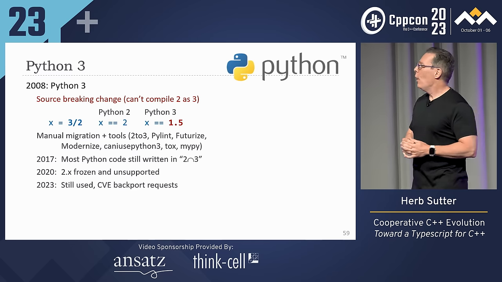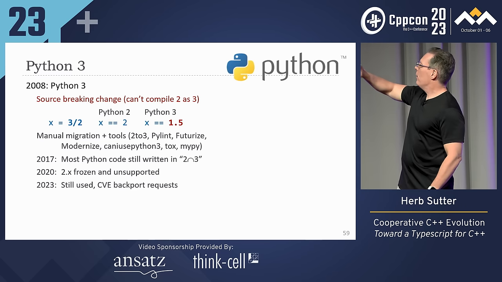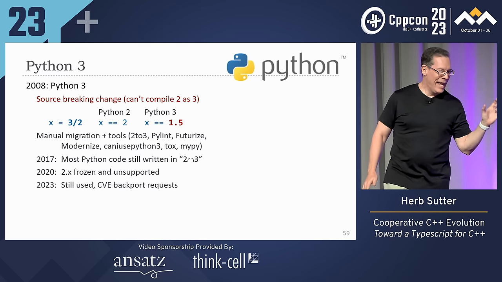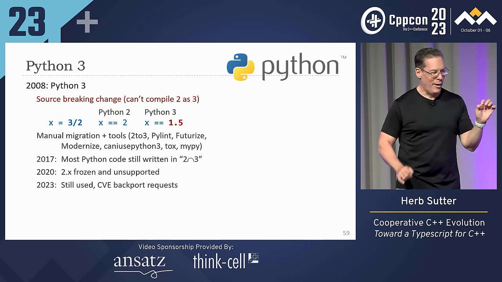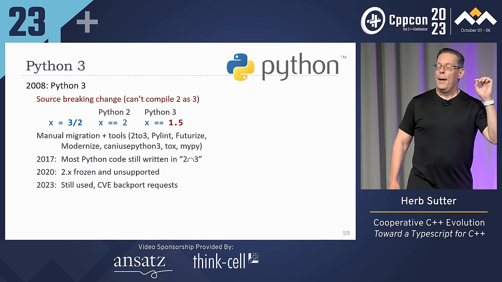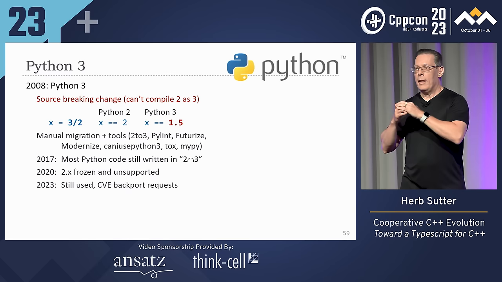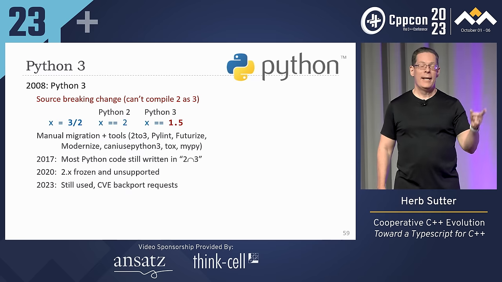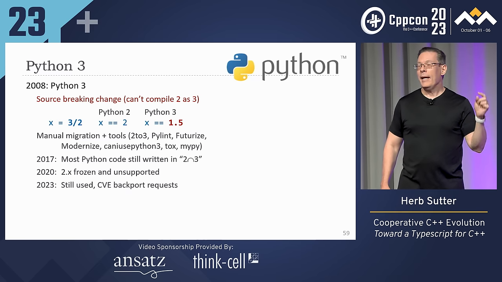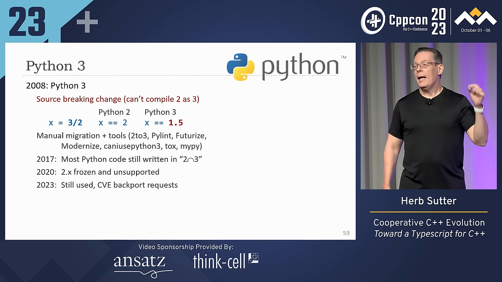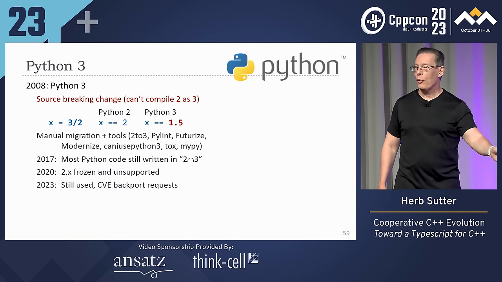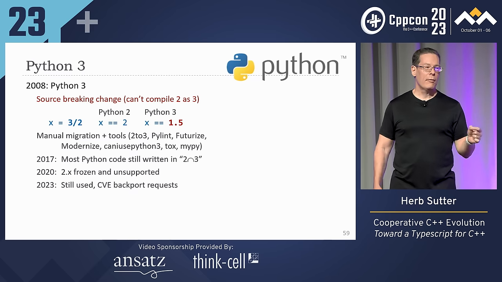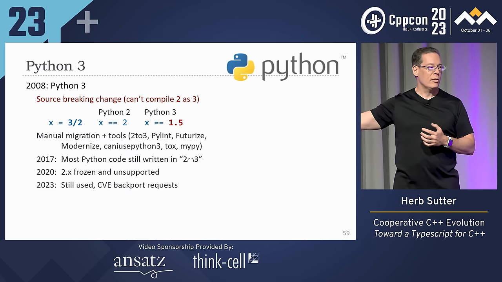So what happened? Well, there were lots of manual migration tools. There was 2to3, there was Pylint, Futurize, Modernize. Can I use Python 3? I love that name. Tox, not sure about that one. MyPy and others. And many of them were really good. Like you could get 95, 98% accurate conversion and then you do the rest. 95 to 98 is a prototype. Great, you've shown a proof of concept. Now go build the real thing that's usable, because 98% is nowhere near close enough to migrate a large code base. It leaves way too much still to be done by hand.